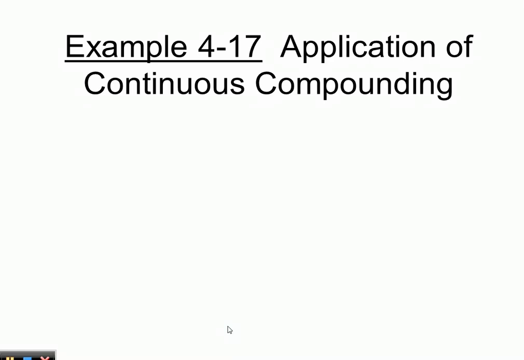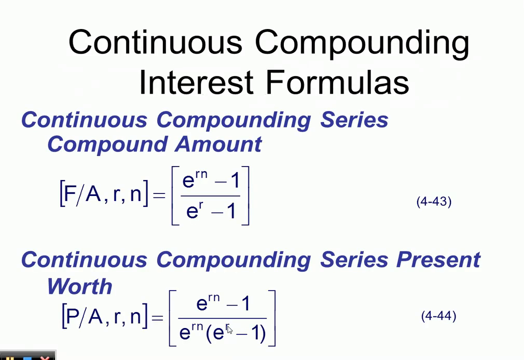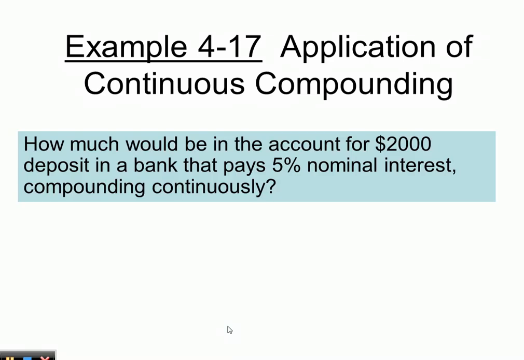Here's an example of how to use continuous compounding, based on these formulas that we just saw. How much would be in the account for a $2,000 deposit in a bank that pays 5% nominal interest compounding continuously?